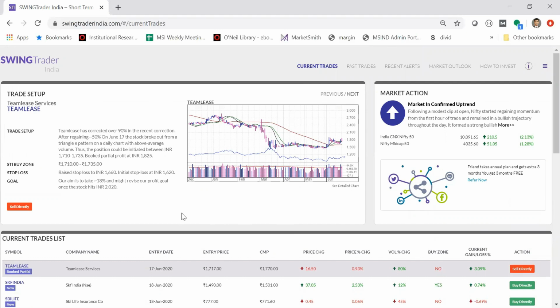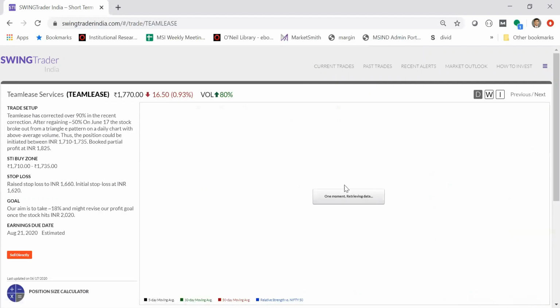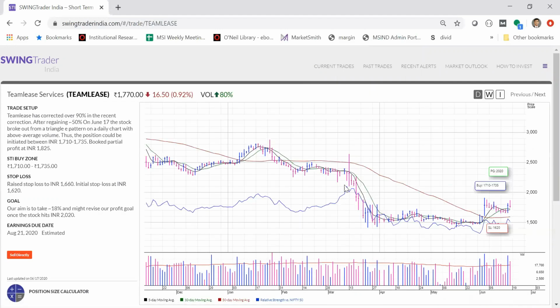We also provide easy to read charts for every trade. Our charts show you the trade setup visually and give you more detailed information such as the trade setup itself, the buy zone, the stop loss, the goal, and the earnings due date as well.